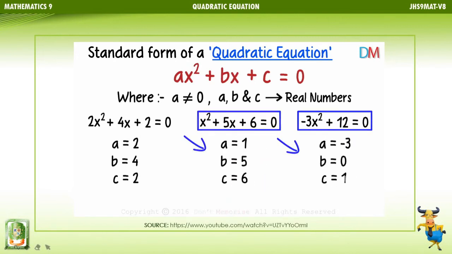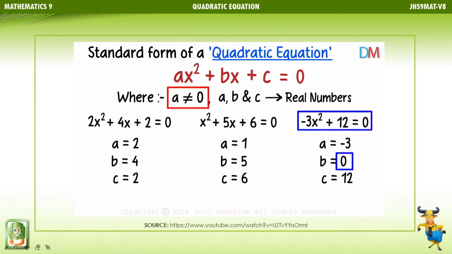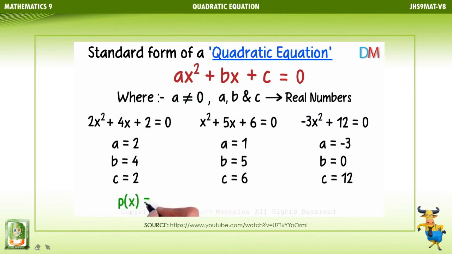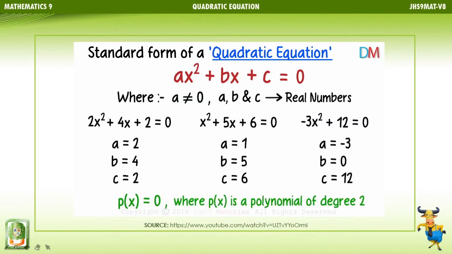Here are the values. Notice that in the second case, the value of the coefficient of x is 0. And that's not a problem at all. The important condition is that a must not be equal to 0. We can say that a quadratic equation is of the form p of x equals 0, where p of x is a polynomial of degree 2.